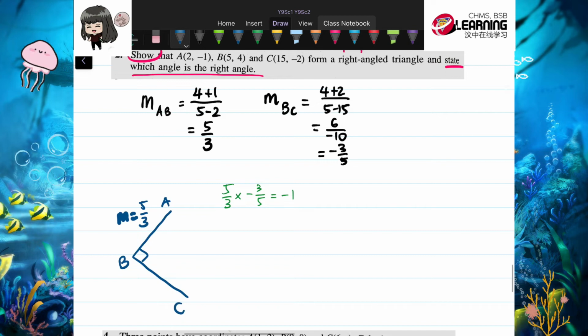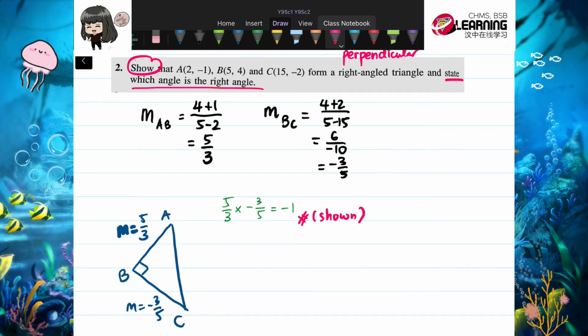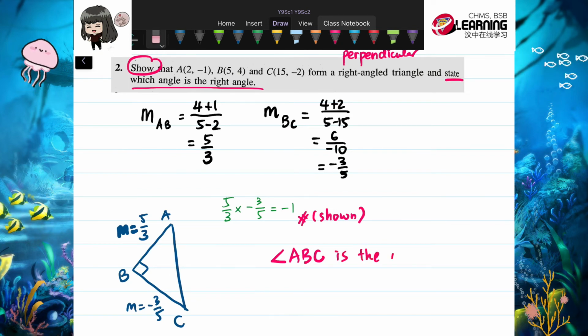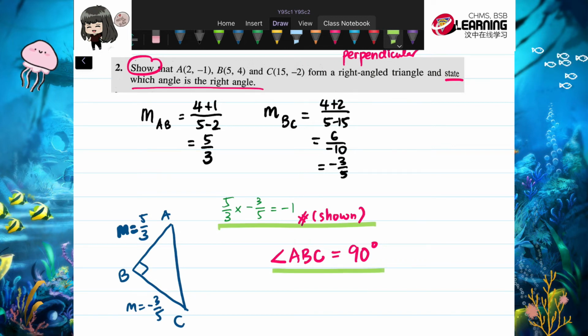Okay, BC. The gradient here is negative 3 over 5. Makes sense: gradient going up is 5 over 3, going down is negative. So you form a right angle triangle already like that, right? You already show that it's negative 1 here, and you need to state which angle is the right angle. So angle B, or to be specific, angle ABC, is the right angle, equals 90 degrees. Done. This one shown, and then ABC equals 90 degrees.